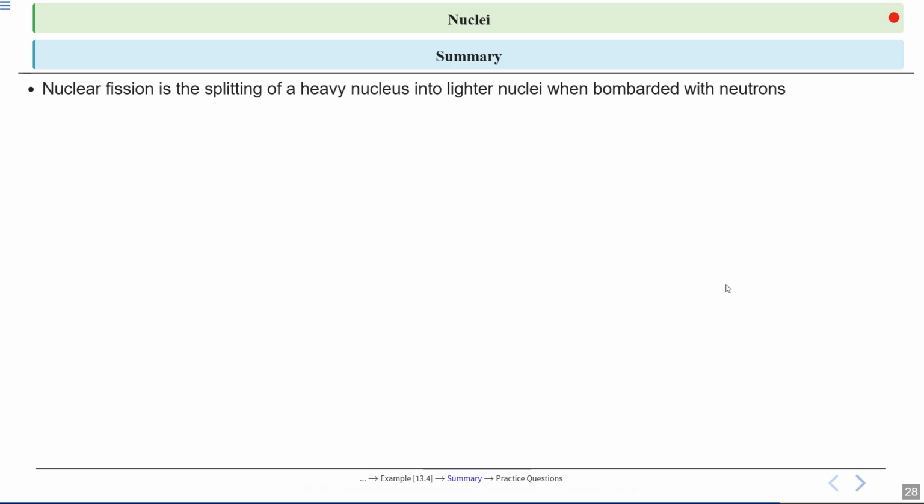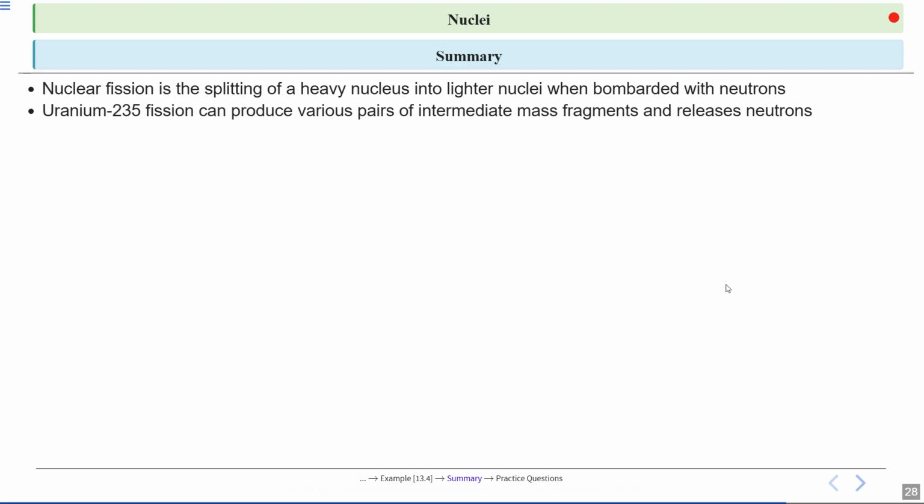Let's summarize the topic that we have discussed today. Nuclear fission means splitting a large heavy nucleus into smaller lighter nuclei, and this usually happens when the nucleus is hit by a neutron. Now let's look at a specific example, uranium 235. When uranium 235 undergoes fission, it can break into different pairs of medium sized nuclei called intermediate mass fragments, and it also releases extra neutrons.